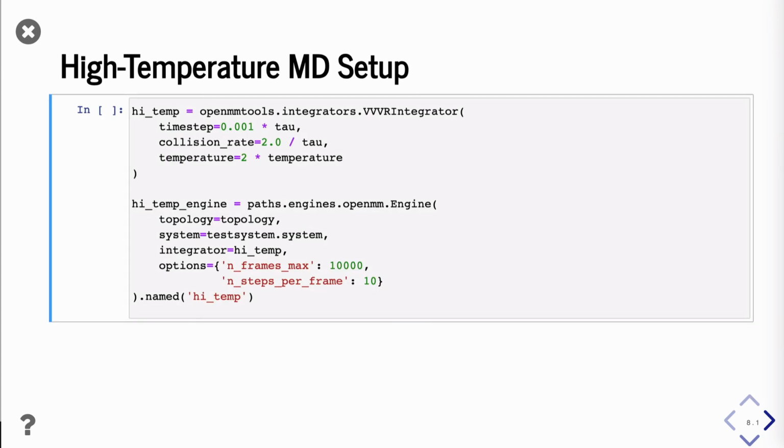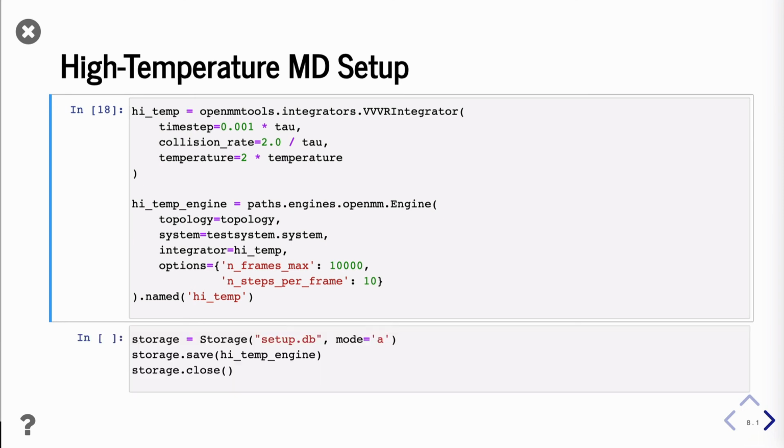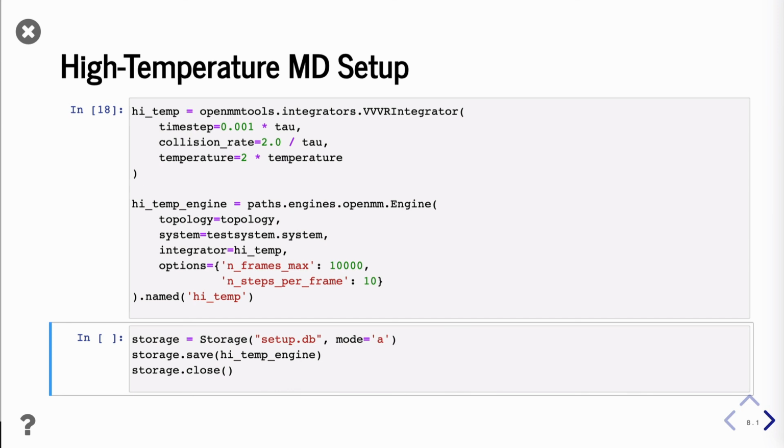We're going to want to get this initial trajectory that we'll do using a high temperature molecular dynamics engine. And so we need to set that up as well. It's easy enough. All we're going to do is take the same kind of integrator we did before, but we'll run it at twice the temperature that we had previously set up. And then we'll create an engine that is appropriate to that. Once we've created it, we will reopen our storage in append mode and save our engine and close the storage again. And with that, we're ready to start actually running things on the command line using OpenPathSampling.